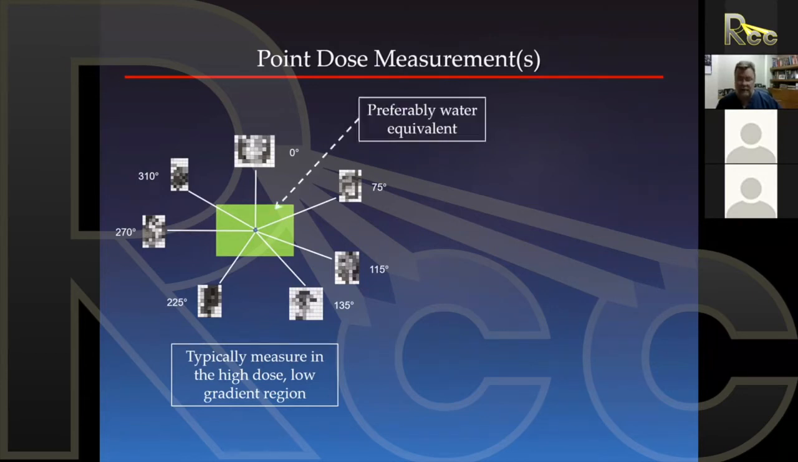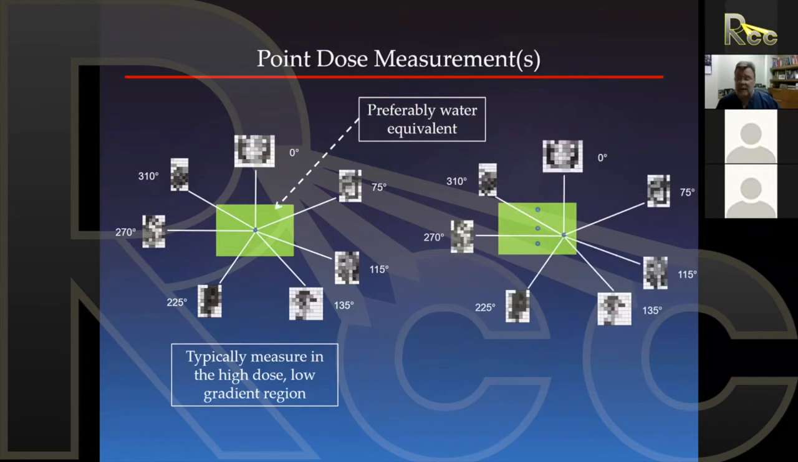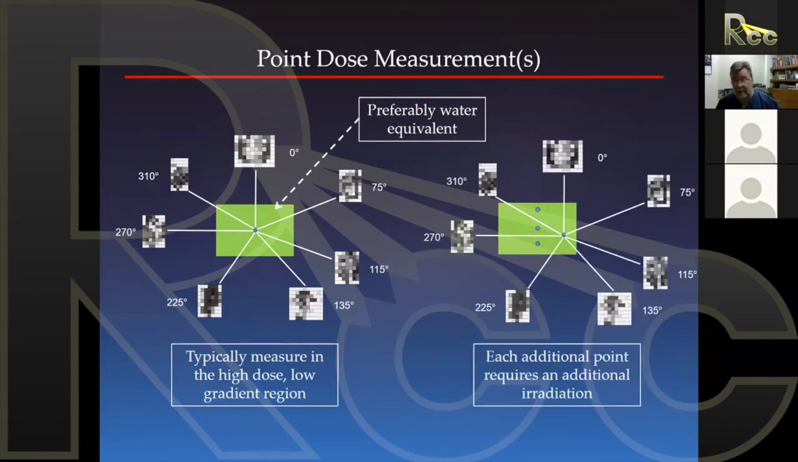You want your phantom to preferably be water equivalent. It cuts down on the number of corrections you have to make. If you want additional points, you're going to need to irradiate more than one time. You would have to reset up, move everything, put your chamber in a different position, irradiate and make an assessment.